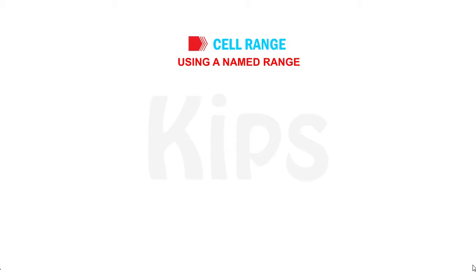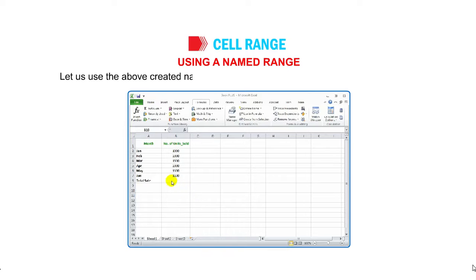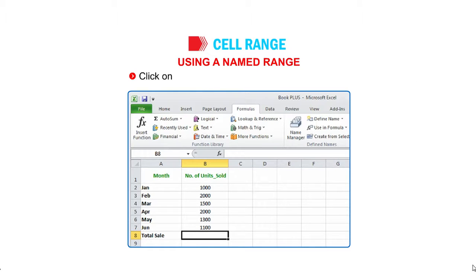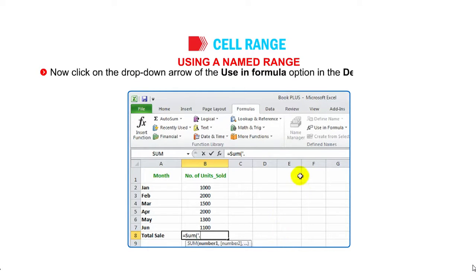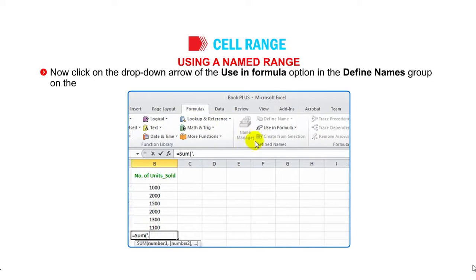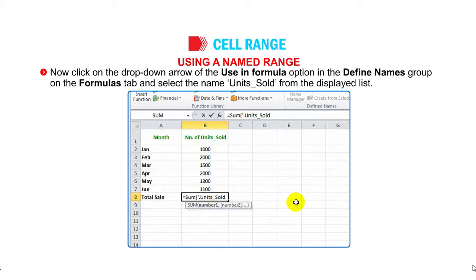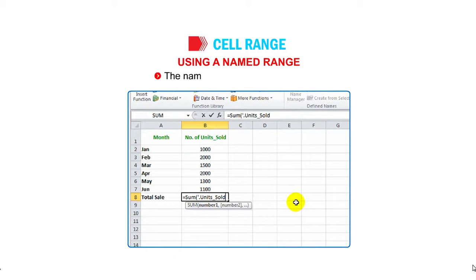Using a named range. Let us use the above created name, units_sold, in calculating the value for total sale. Click on the cell B8 and type the formula =SUM( . Now click on the drop-down arrow of the Use in Formula option in the Define Names group on the Formulas tab and select the name units_sold from the displayed list. The name gets pasted in the formula.